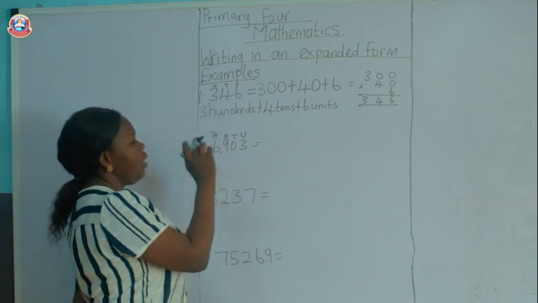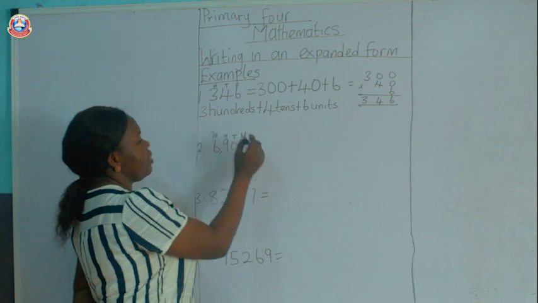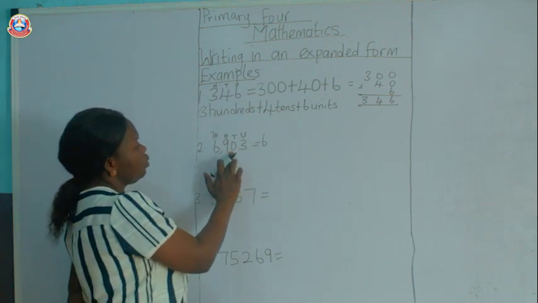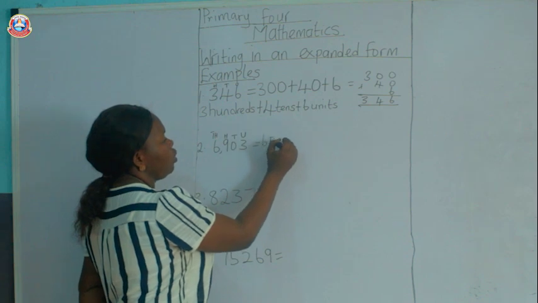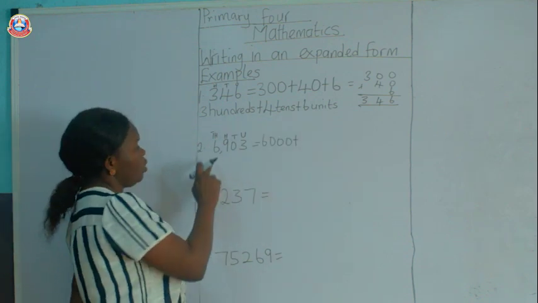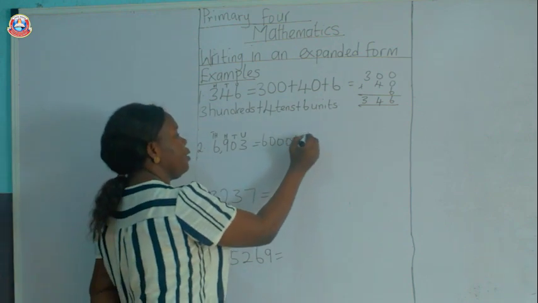6,903. Now let's expand using the first method we did before. Pick the 6. How many figures after the 6? 1, 2, 3. Which gives us what? 6,000. Now what's the next number there? 9. I'll pick my 9.